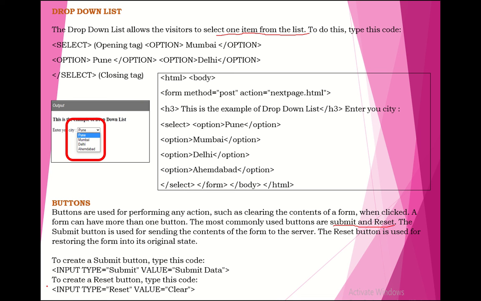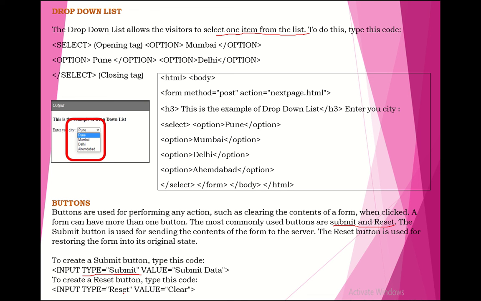How to write the code for it? Submit: input, type equal to submit, and value. Value is the name you want appearing on that button. So here I can write submit button, click here, download, submit. Whatever name I want to appear on the button is given in the value.